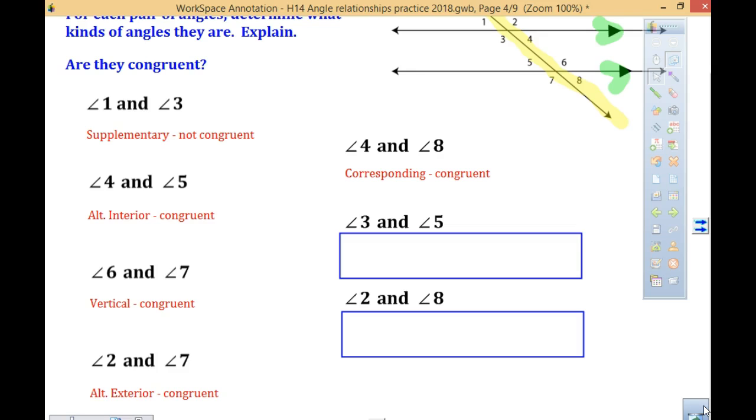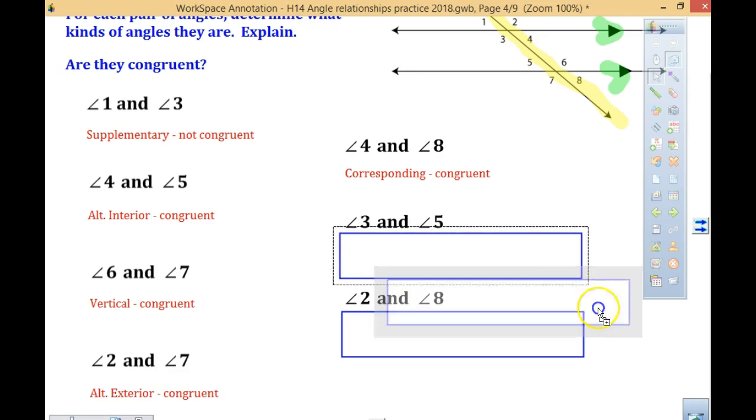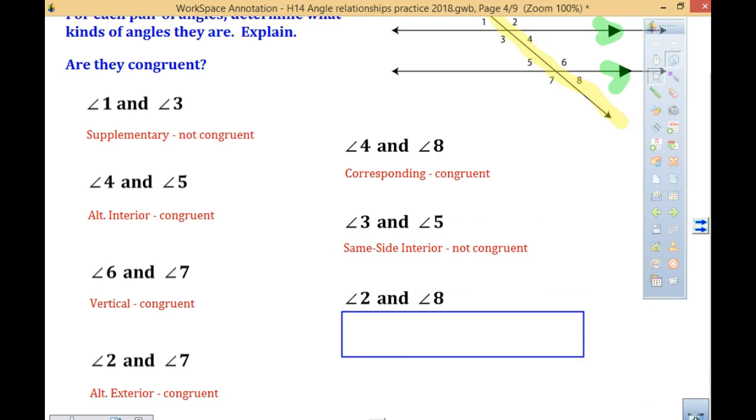When I look at 3 and 5, Gunnar, what do I know about 3 and 5? Same side. Same side interior. Will they be congruent? No. They will be supplementary, right? Those two will add to 180. Same side interior will add to 180. They're supplementary.